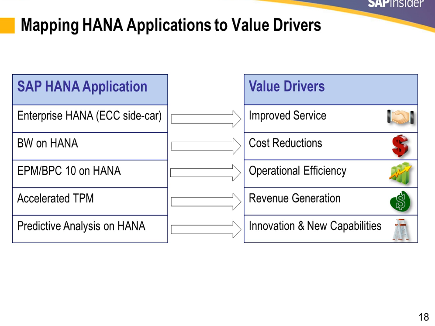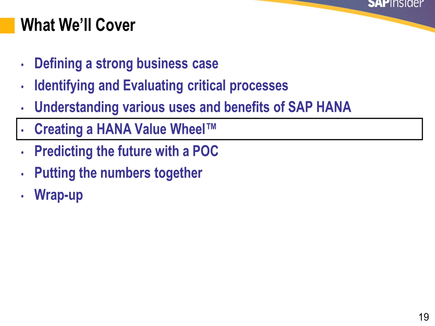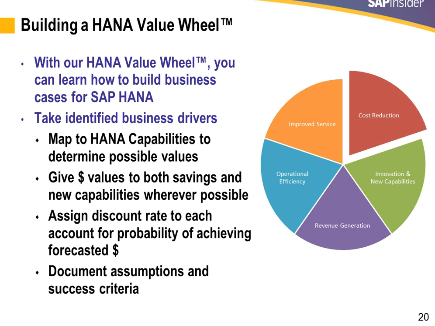Yep, makes sense. Okay, slide 19. So now we're going to move into the next section of the presentation. We're a little more than halfway through, FYI, folks. And this is about creating a HANA Value Wheel, which is what you just referred to. So the next slide, slide 20, is the HANA Value Wheel. Essentially taking some of these drivers and putting them together, and these are the building blocks for the business case that we're going to get to, right?